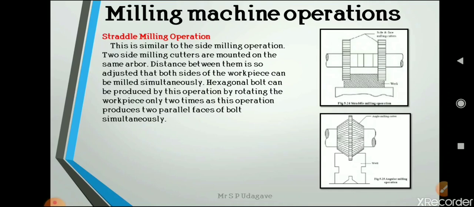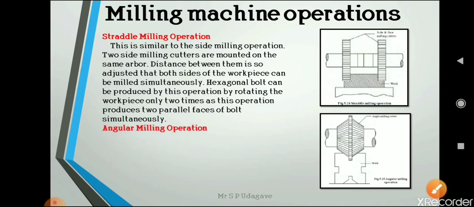A hexagonal bolt can be produced by this operation by rotating the workpiece only 2 times, as the operation produces two parallel faces of the bolt simultaneously. You can see in the figure, this is the workpiece, and two cutters are used simultaneously to mill the two sides. So that is called the straddle milling operation.